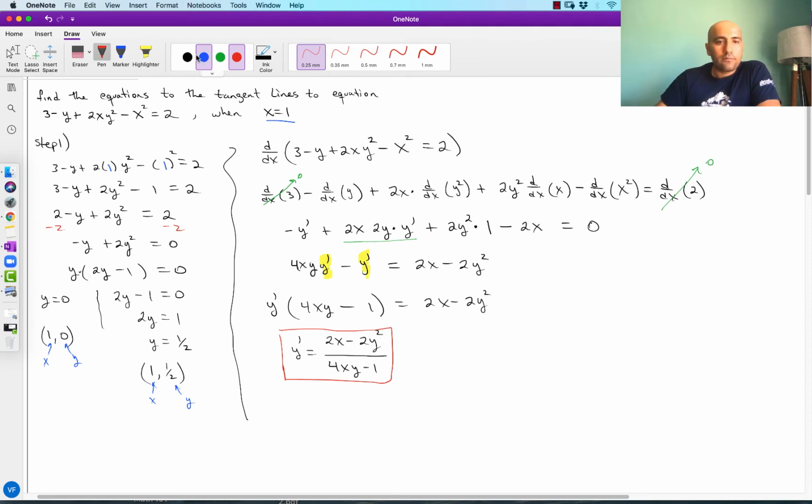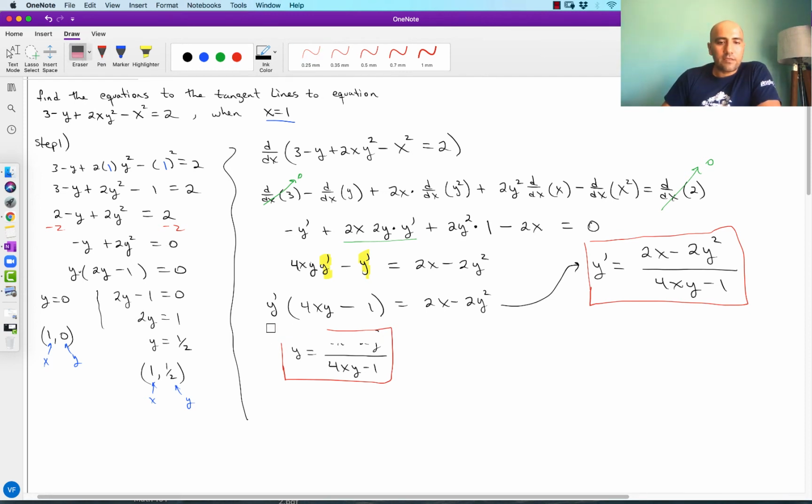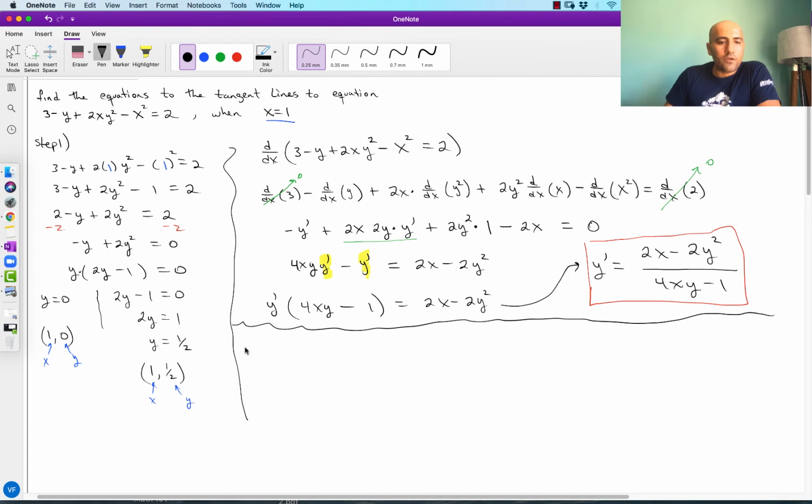Actually, just to make a little bit of space, I'm going to move this over here and say from here this way, this is going to be y prime equals 2x minus 2y squared divided by 4xy minus 1. So let's put that up in a little box over there. And that way it gives me a little bit of space here.